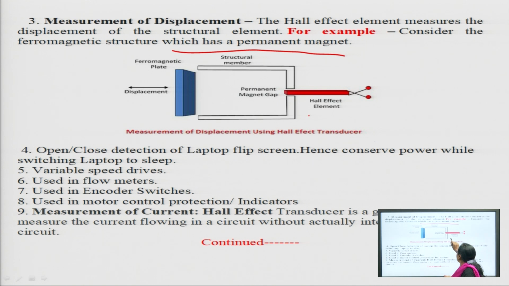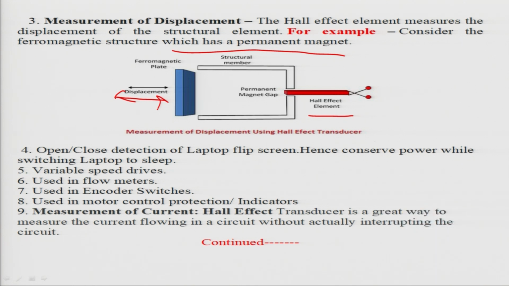Because for the Hall effect, the consideration is that we measure the magnetic field. We can consider the magnetic applications. Then there is a structure which has a permanent magnetic gap. In that magnetic gap we are placing a Hall effect element. This is our displacement. When we change the position of this plate, or you can say this strip, its position will change and the effect will change.